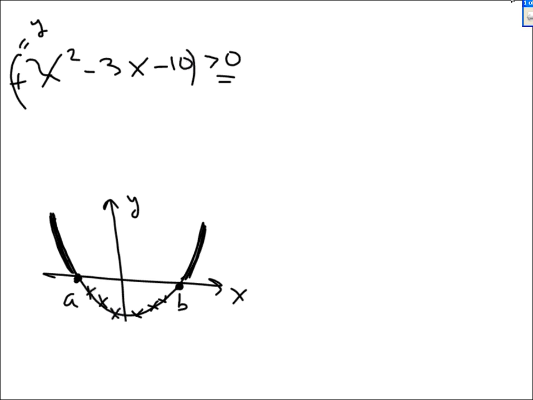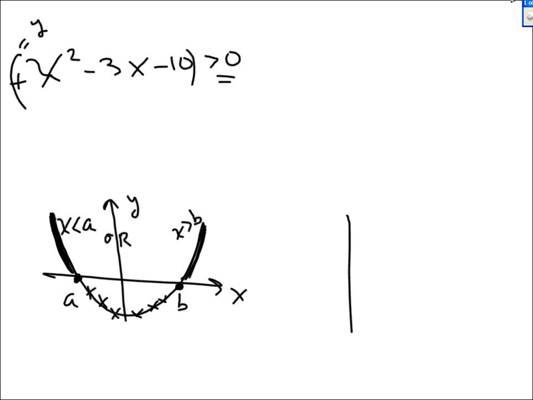So the answer would be, if x is bigger than b, or over here, all these x values have one thing in common. They're less than a. Now that's one of the scenarios.